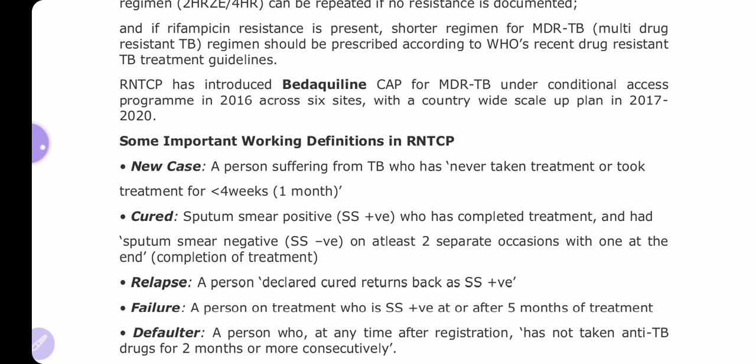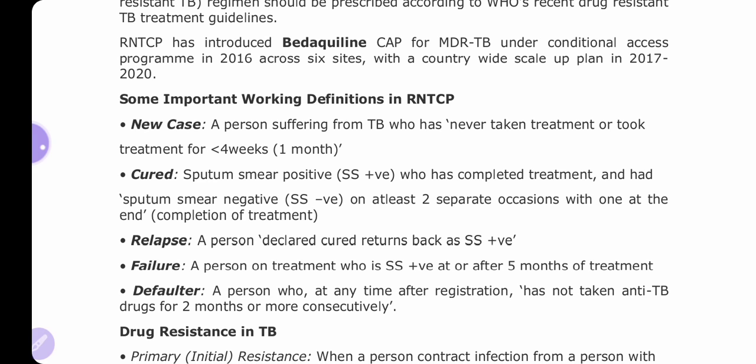Some important working definitions in RNTCP. So there are some important definitions we should know. A new case, whom should be called a new case? A person suffering from TB who has never taken treatment or took treatment for less than 4 weeks, that is 1 month. So any person with newly diagnosed TB who has never taken treatment or has taken treatment but not more than for 1 month. So if he has taken the treatment for less than 1 month, then he will be called a new case.